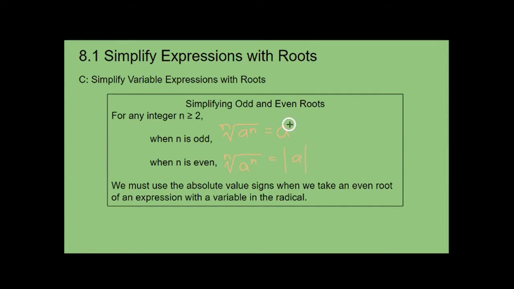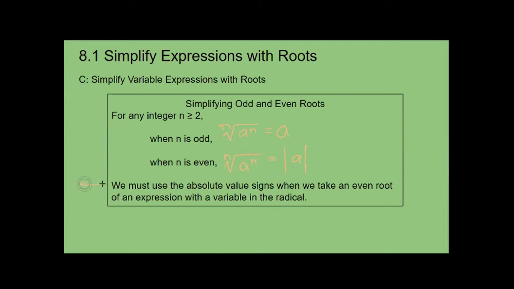Okay, so you have to keep this straight. Highlight this or put a star by it in your notes. This is so important. You have to look at this root and see, is it odd or is it even? If it's odd, then you know you can just use a. If it's even, then you have to use the absolute value of a.